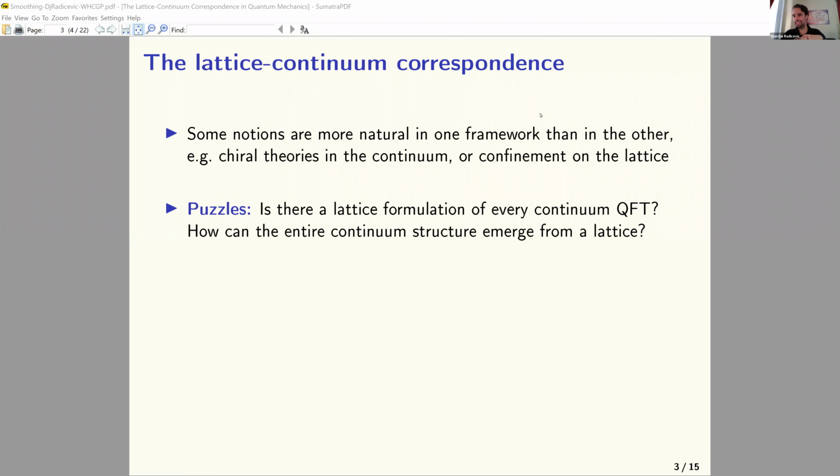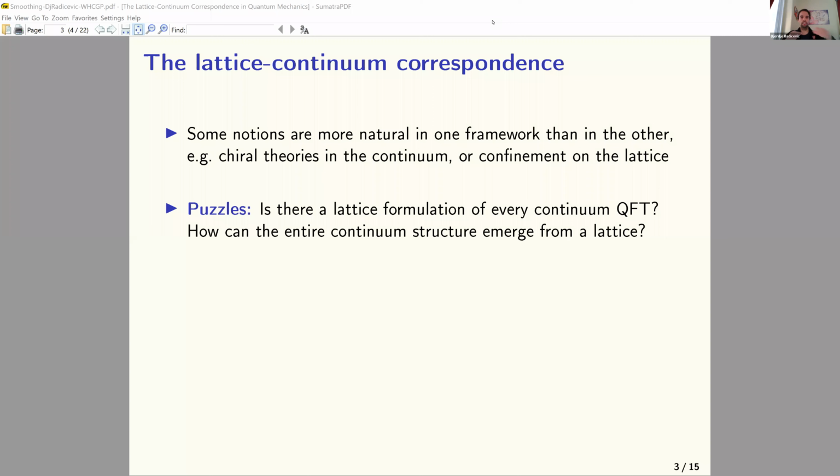So for instance, it's comparatively quite easy to talk about chiral theories in the continuum, whereas thinking about them on the lattice has always been a kind of stumbling block. On the other hand, lattice theories have a very natural onset of confinement. It's very easy to understand what it means when a gauge theory on a lattice is confined. It's much more difficult to talk about this in the continuum. Of course, it's possible, but we still have a lot that we do not understand.